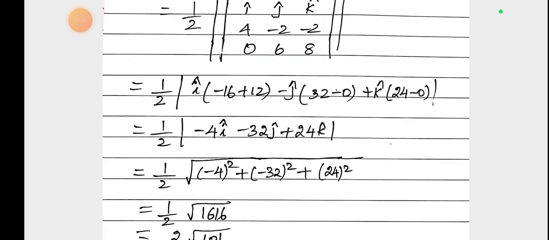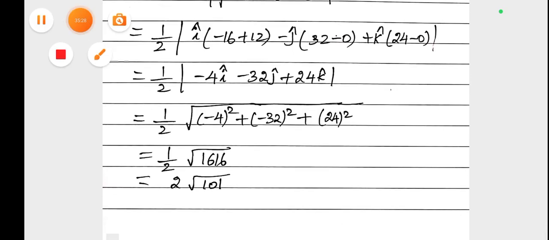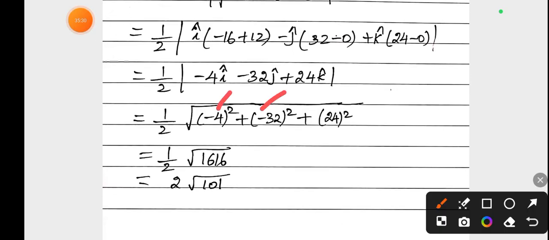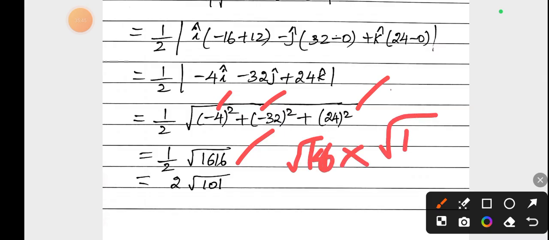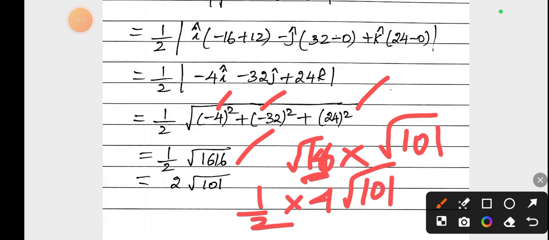I used to do it separately, children, but this also you should know, so I am doing it. So half root over minus 4 square plus minus 32 square plus 24 square. If you add all the terms, 16 16, then take the square root properly and you will get root 16 into root 101. So root 16 is what? 4. So already half is there, half into 4 root 101. You can write square units anyway because it is area. So the 2 and 2 get cancelled and you get the answer 2 root 101.